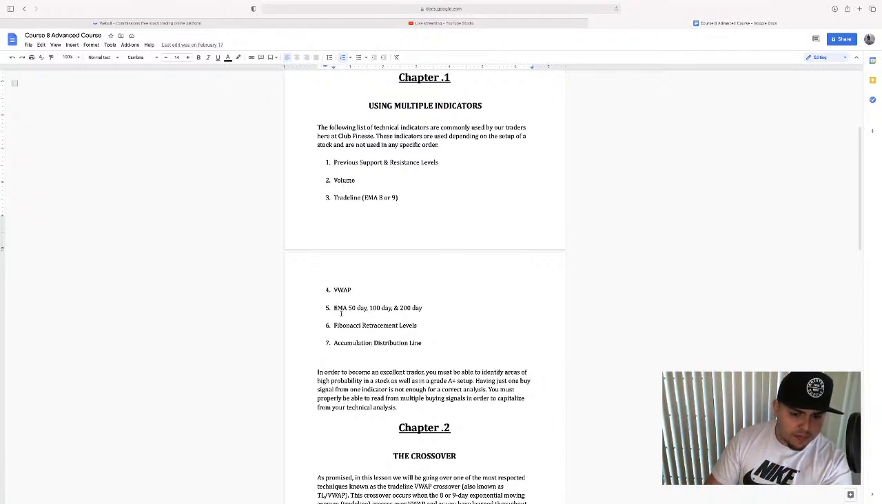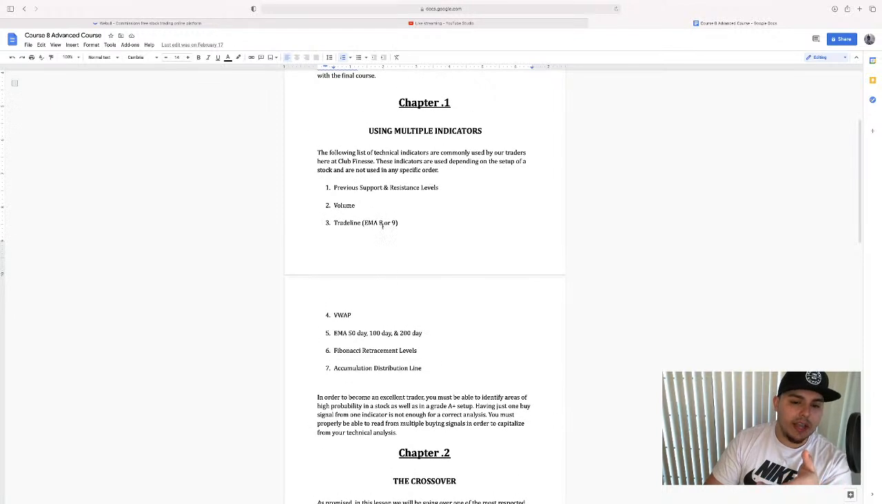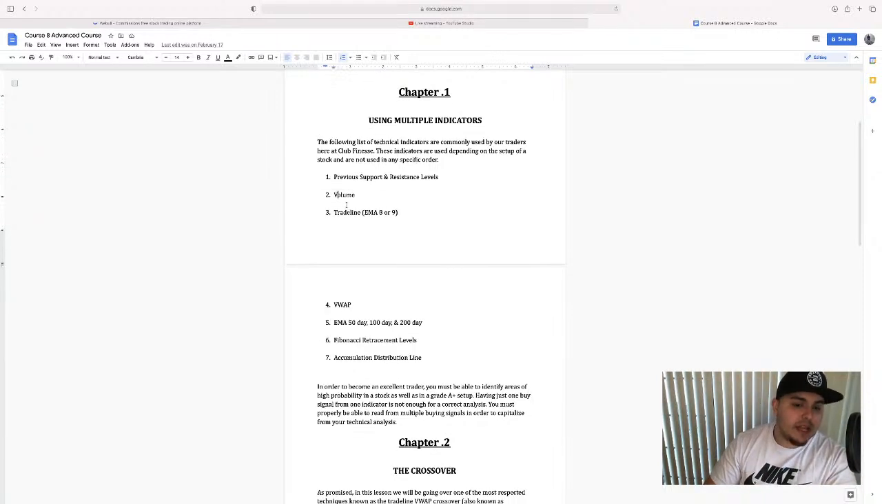So I use VWAP. EMAs I use 50, 100, and 200. I use previous support and resistance levels. I read volume, which is actually the most important. Trade line, which is EMA 9 or 8. Doesn't matter which one, but it's the same. But yeah, let's go back to volume.